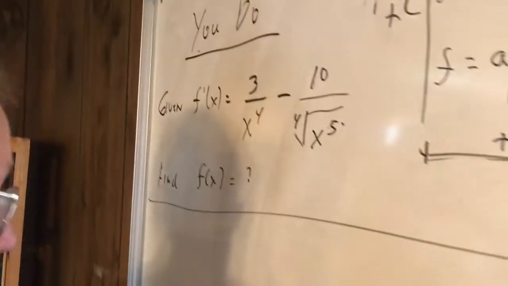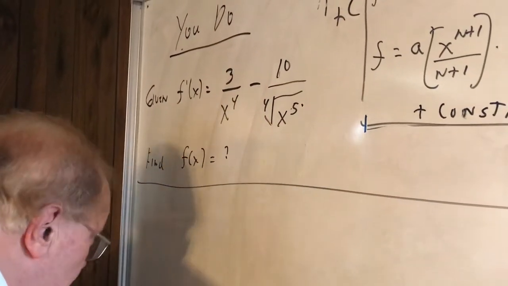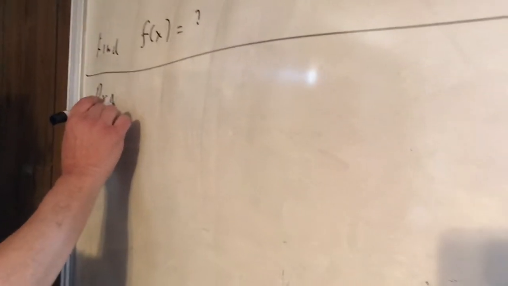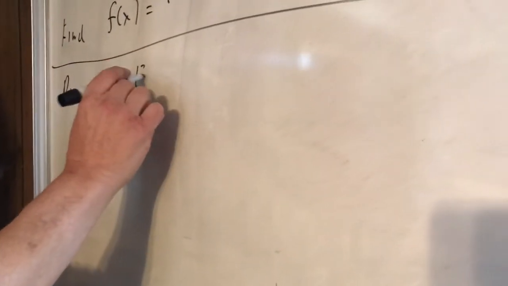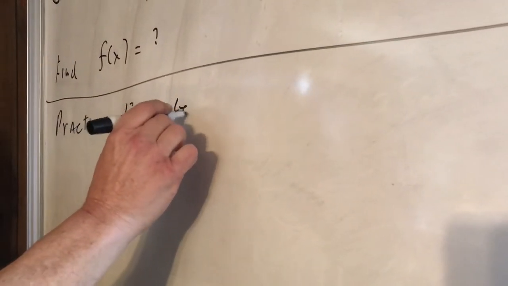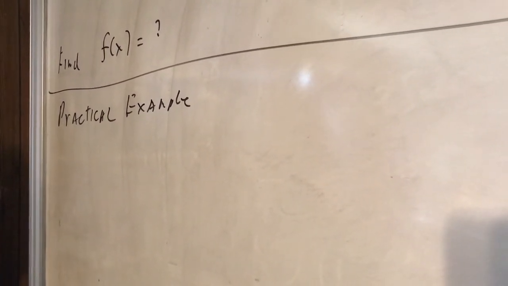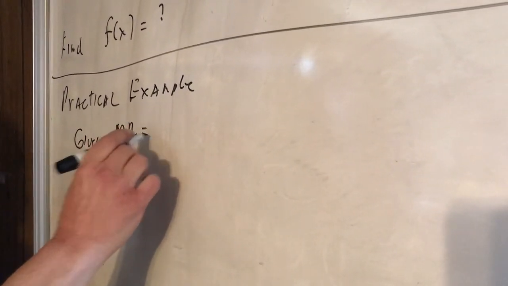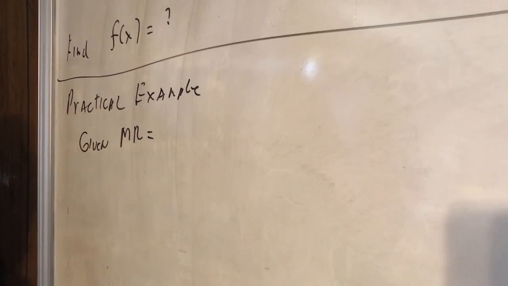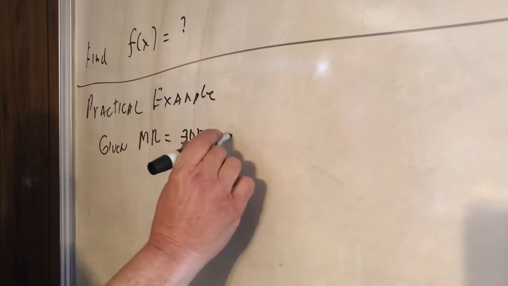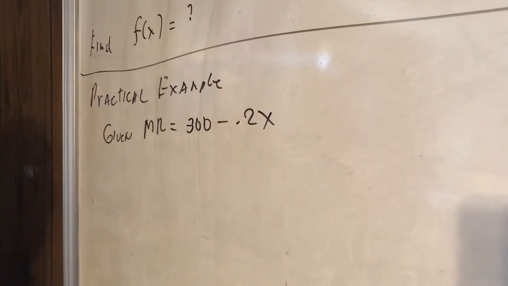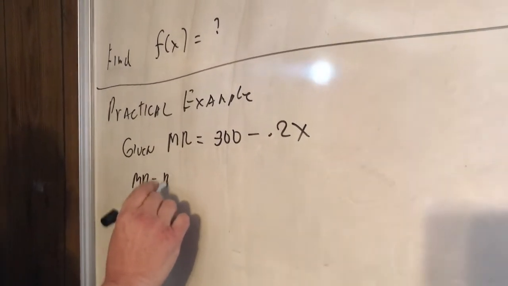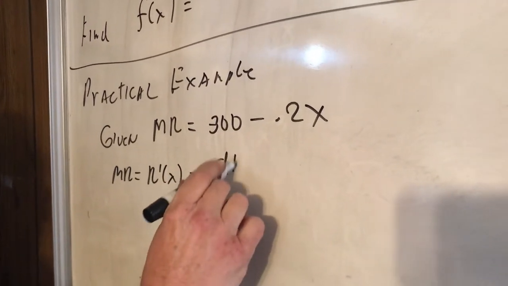All right, we'll do that at the end of this class. So let's go on to a practical problem. And this is one that I showed in the beginning when I made a comparison. I was given the marginal revenue equals 300 minus 0.2x. Now the marginal revenue is what? Is the derivative, is dr dx.